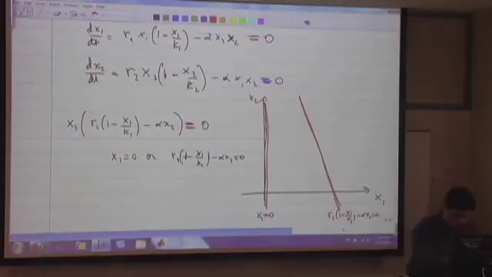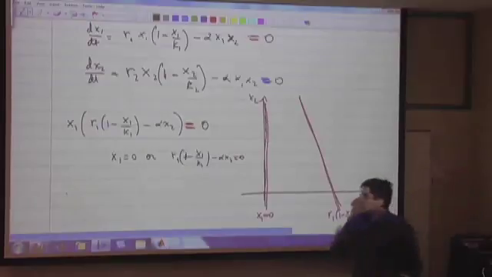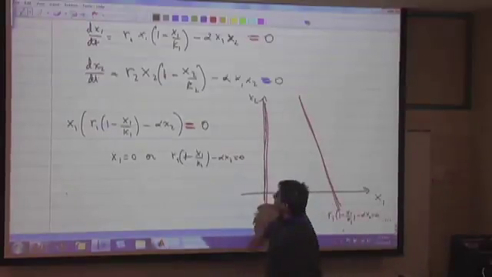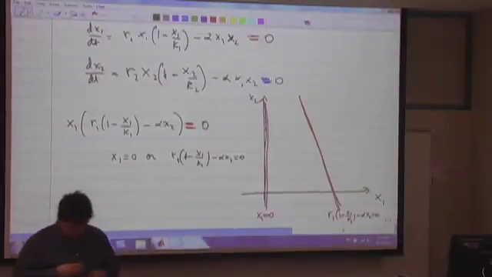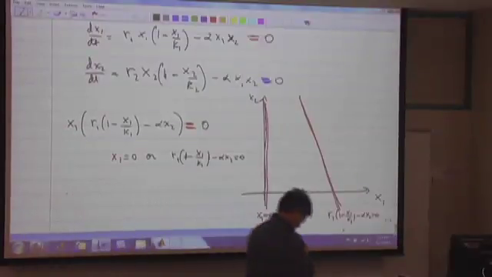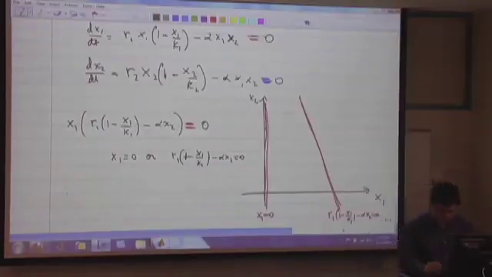Okay. And you do the same thing with the other one. So this collection of points, we call it the null line. Let me write this word here. So this is called the null line.